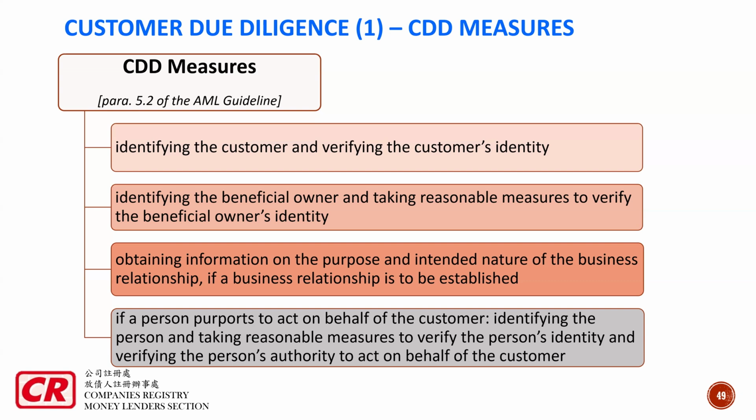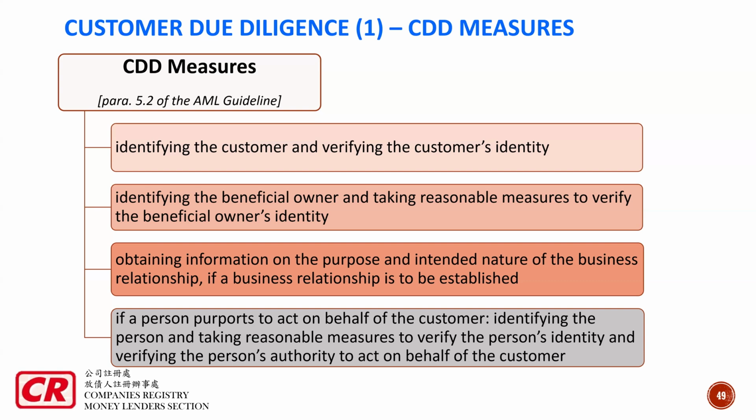And depending on the licensee's risk assessment, the relevant information to be obtained includes the nature of the customer's business, location of customer, the expected source of fund, initial and ongoing source of wealth. Lastly, if there is a person purporting to act on behalf of the customer, the licensee should also identify such person and take reasonable measures to verify the person's identity and to verify that the person indeed has authority to act on behalf of the customer.